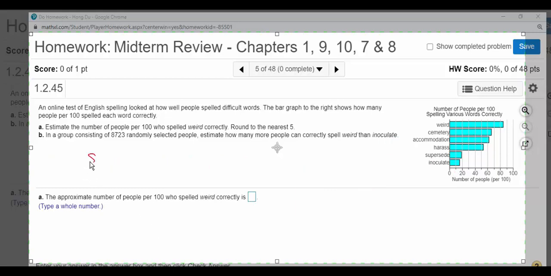So now we have 85% of people who can spell weird correctly, and we have 15% of people who can spell inoculate correctly. If we take away 15% from the 85%, then we get 70%. So how do we understand this 70%? Actually, 70% means 70% more people can spell weird than inoculate.